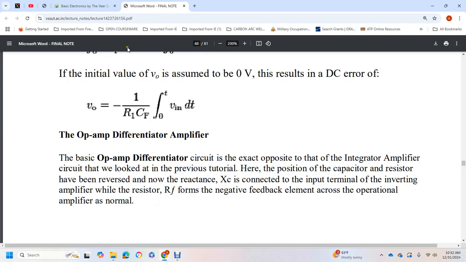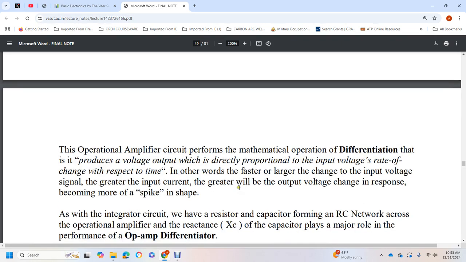Now the operational amplifier differentiator. The basic operational amplifier differentiator circuit is the exact opposite of the integrator amplifier. As in the previous tutorial, the positions of the capacitor and resistor have been reversed. Now the capacitor is connected to the inverting input terminal, with the resistor RF as the negative feedback element across the operational amplifier.